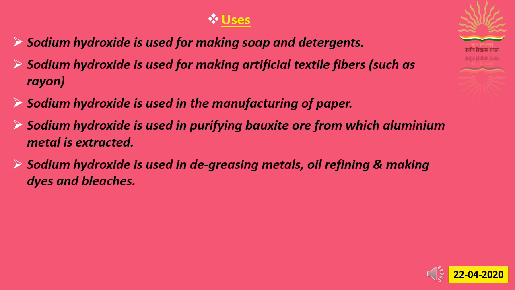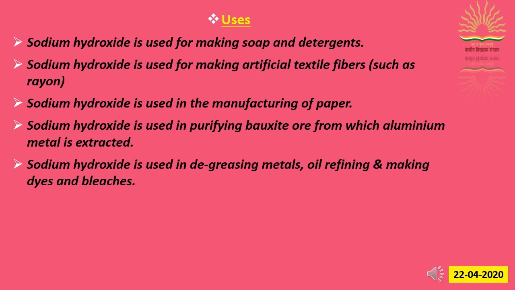Sodium hydroxide is used for making soap and detergent. It is used for making artificial textile fibers such as rayon. Rayon is a synthetic fiber that is made up of chemicals. Sodium hydroxide is used in manufacturing paper. It is used in purifying bauxite ore from which aluminium metal is extracted. It is also used in degreasing metals, oil refining, and making dyes and bleaches.